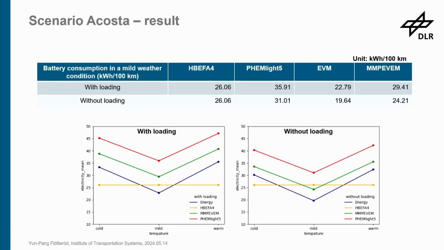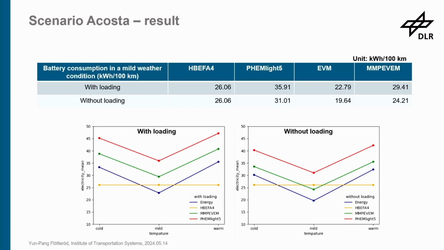And here you can see the result on the top. It is the energy consumption with and without loading in a mild weather condition. And you can see here that except HBEFA 4, not only EVM and MMP EVM, but also PHEMlight can reflect the effect of different loads. And in comparison to EVM, PHEMlight 5 and MMP EVMs, again, tend to estimate more energy consumption for a given additional load.